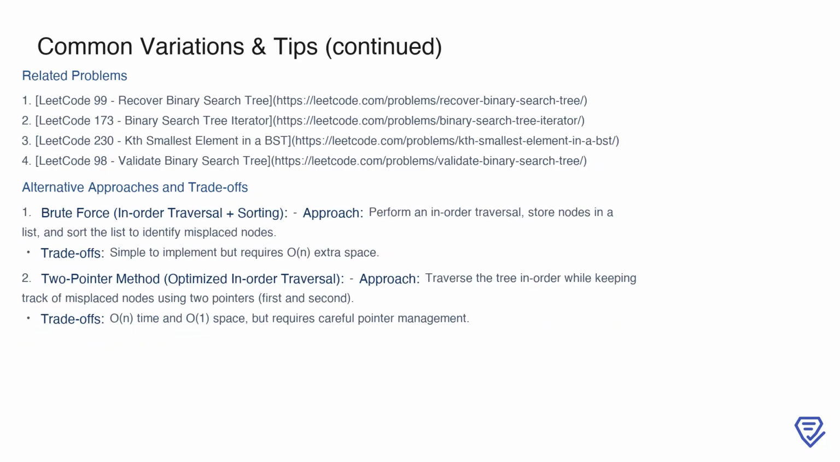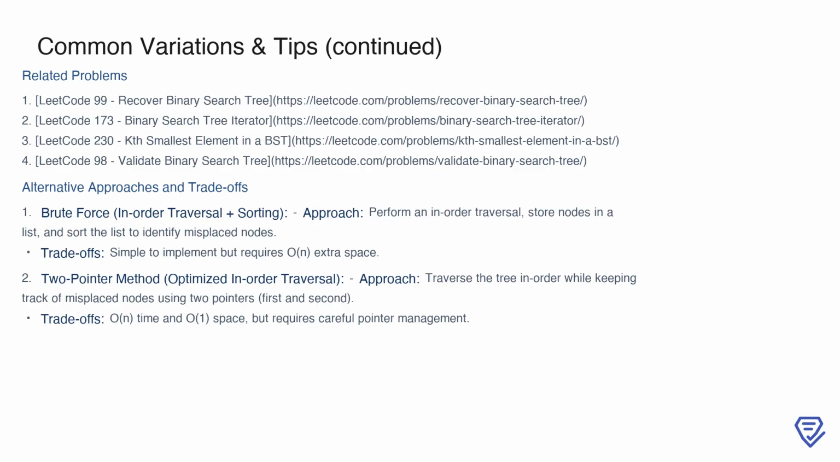Understanding related problems can deepen your grasp of the concepts and broaden your problem-solving toolkit. For example, problems like binary search tree iterator and kth smallest element in a BST involve traversing the tree in specific ways, while validate binary search tree challenges you to enforce the BST properties. These problems not only reinforce your understanding of BSTs but also introduce techniques that are transferable to solving recover binary search tree. Additionally, exploring alternative approaches can help you understand their trade-offs.